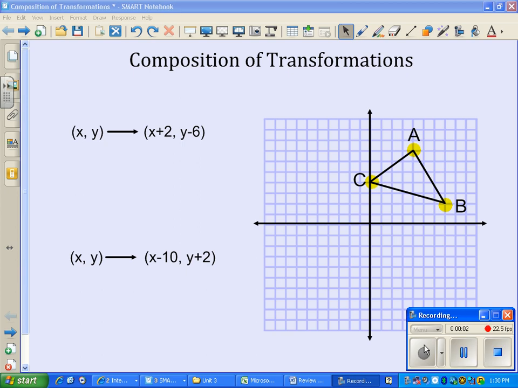Today we are working with composition of transformations, so we are going to be moving our pre-image and then we're going to be moving it again. When we move it once, you're going to have prime. When you move it twice, you'll have double prime, showing that you've moved it twice.